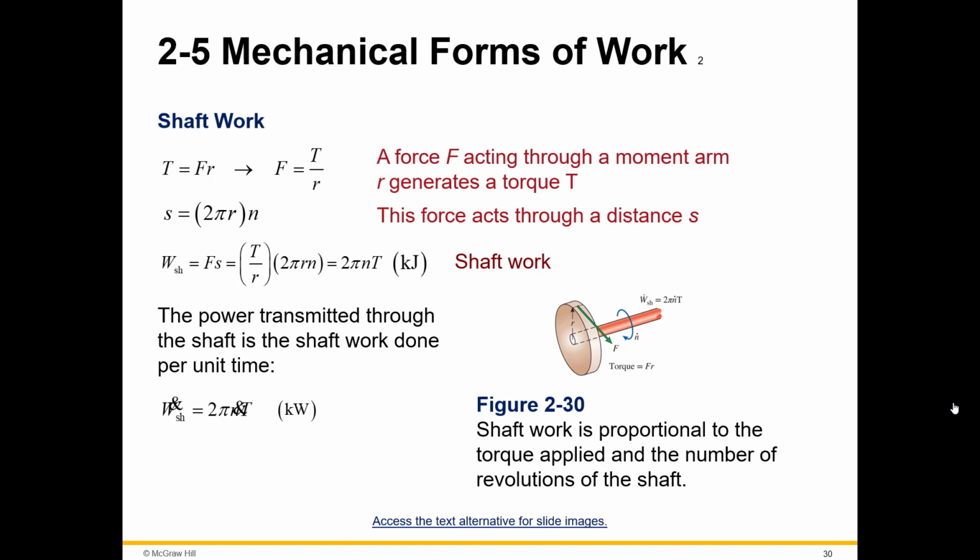One is shaft work. Here's the formula for shaft work, and here you have a little schematic. Shaft work is proportional to the torque applied and the number of revolutions on the shaft. Of course, you're probably thinking of a wheel or a tire or a rim, something like that. But this is the shaft work. So you have the torque that is applied and then the revolutions that it produces.